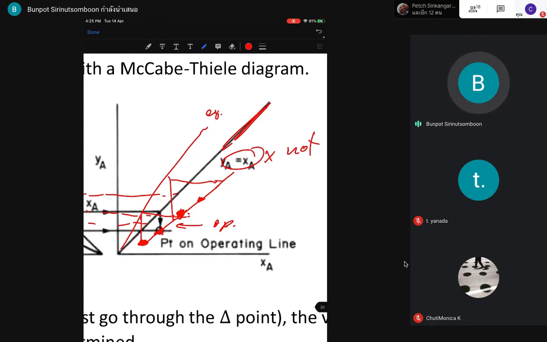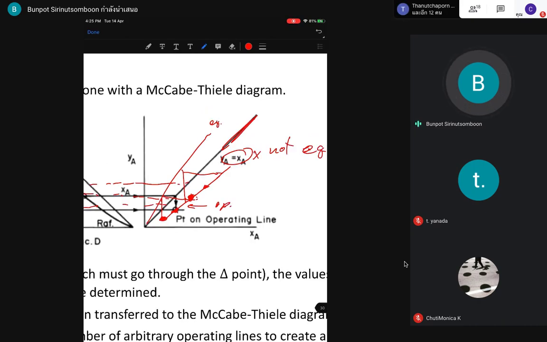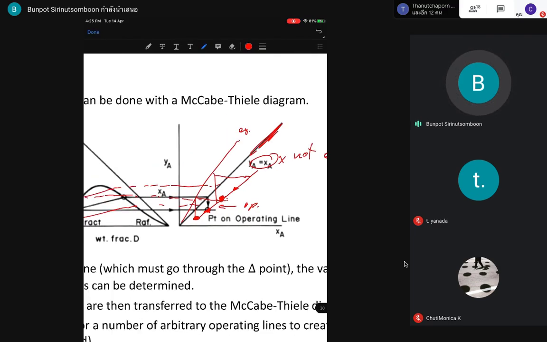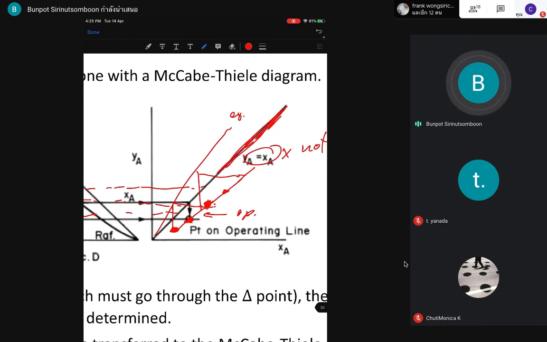You have to find the steps just like before, right? When we want to find the number of stages, use the steps between the equilibrium line and the overlapping line. Not this line, sorry. This line is y equal to x. You use the line y equal to x to find these points to form the operating lines.